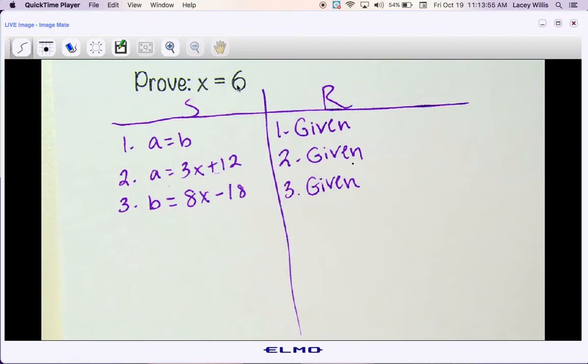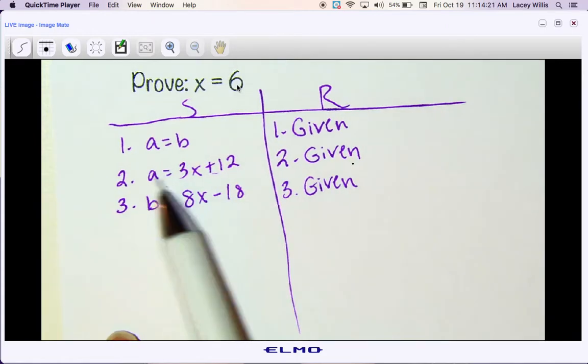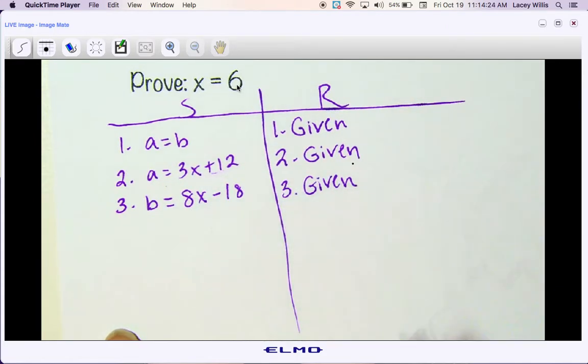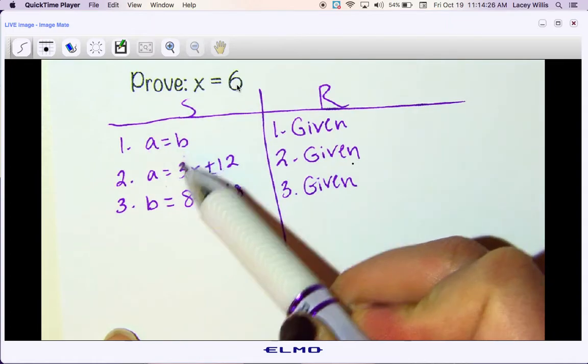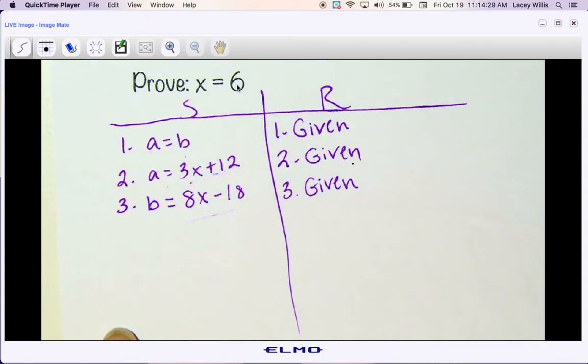Can we just do... What are you thinking, Garrett? 3x plus 12 equals 8x minus 18. Perfect. Why? Because A is equal to B. Okay, and this line is A and this one's B. So if A and B are the same thing, can't we set these two things equal to each other?